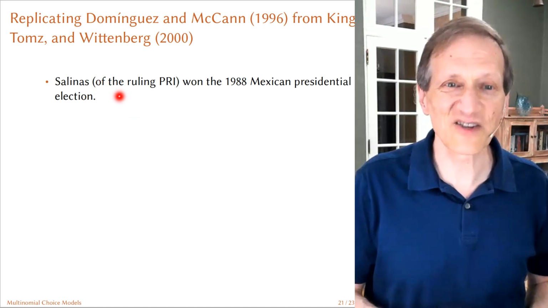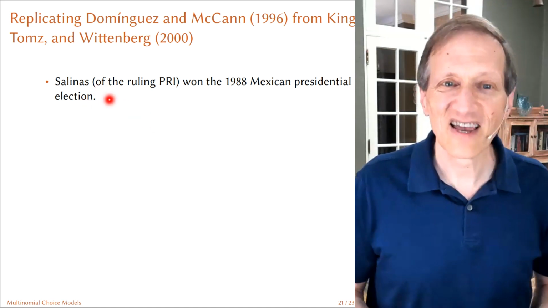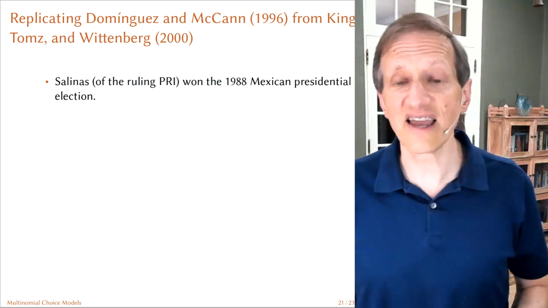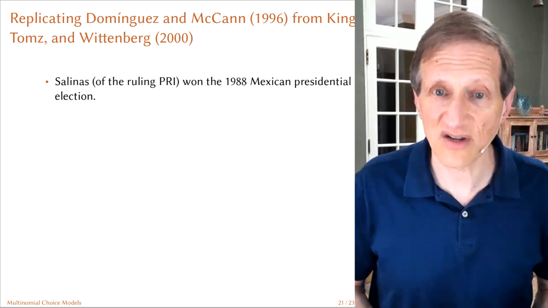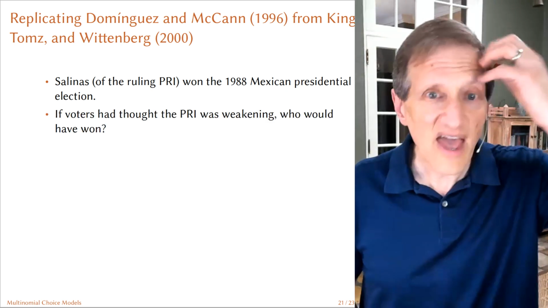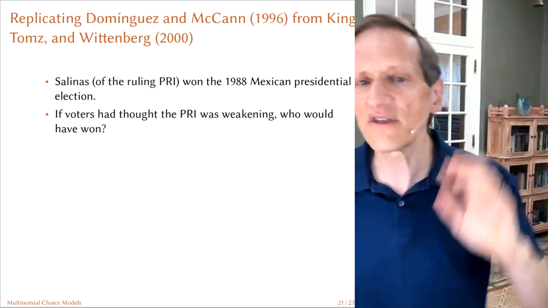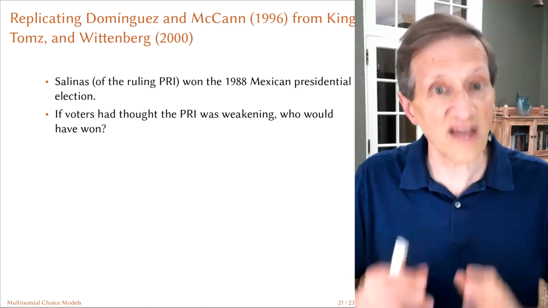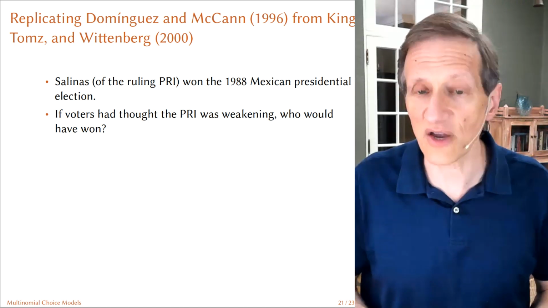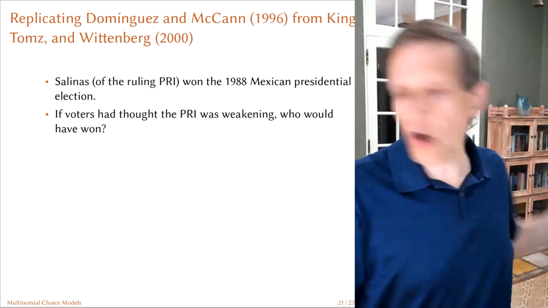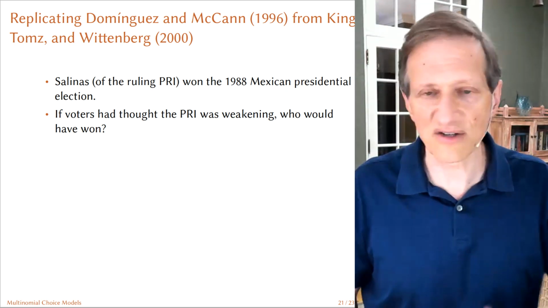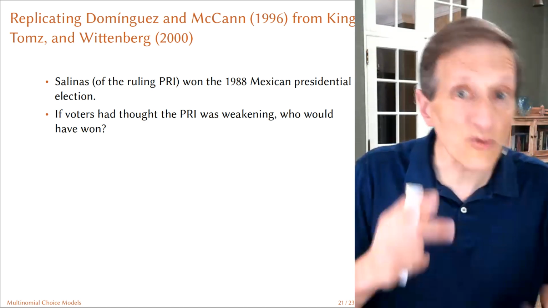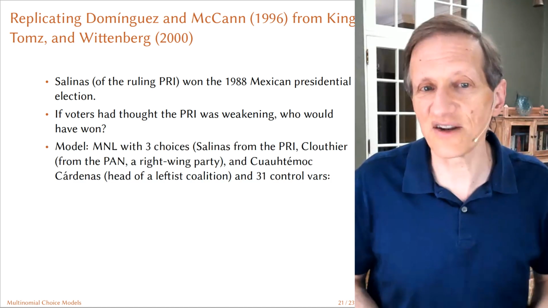Here's the application. Salinas, of the ruling PRI party, won the 1988 Mexican presidential election. Okay, so in 1988. And if voters had thought the PRI was weakening, who would have won? That's a really interesting question, because they had won this long string of elections for like 70 years. So maybe they would have flipped, right? And so how do you study this question?